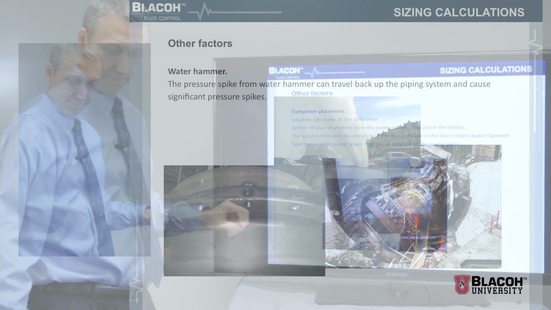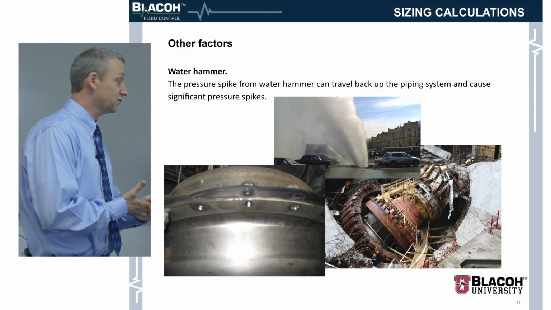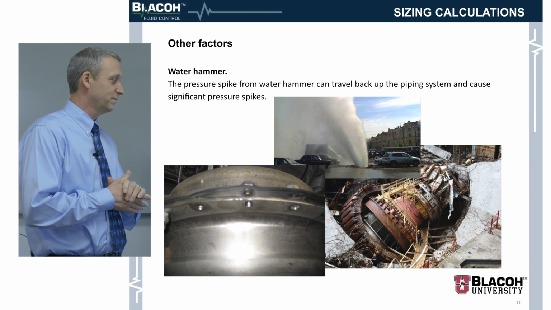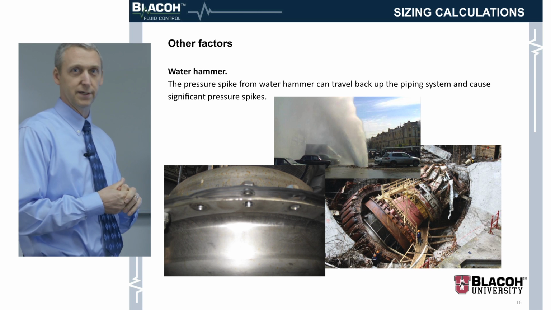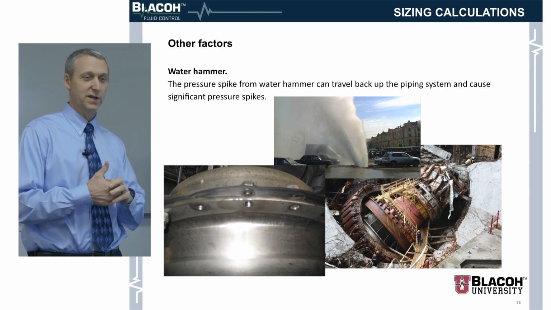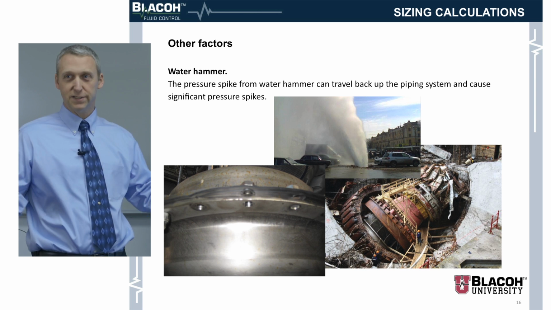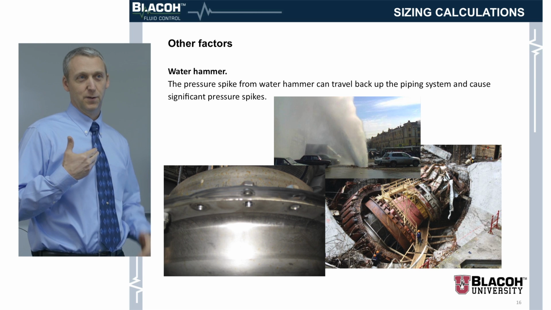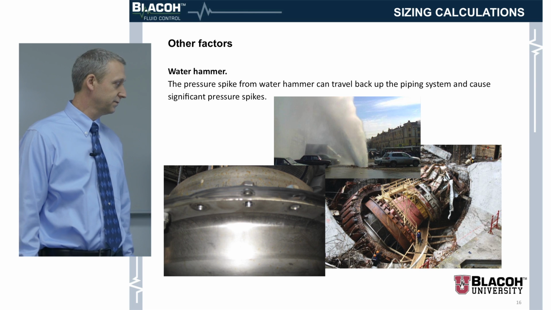All right, let's go look at the next thing here. Other factors: water hammer. We can also say pressure transients due to variation in fluid velocity. They happen all the time in almost every piping system. The question is whether it gets to a point where it's an issue.